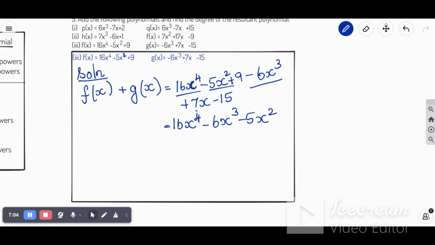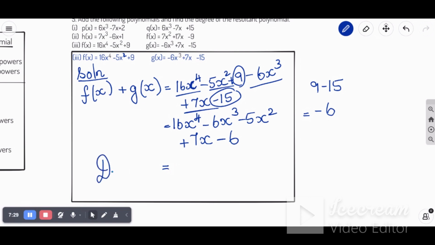Now if you move to x, you have got only one term of x. So write that x also as such. Now we have got 9 and a minus 15. So what is 9 minus 15? Put the symbol of the biggest number and subtract both. If you subtract both, what you'll get? 6. So write it as such. Okay. Now this is our resultant polynomial.